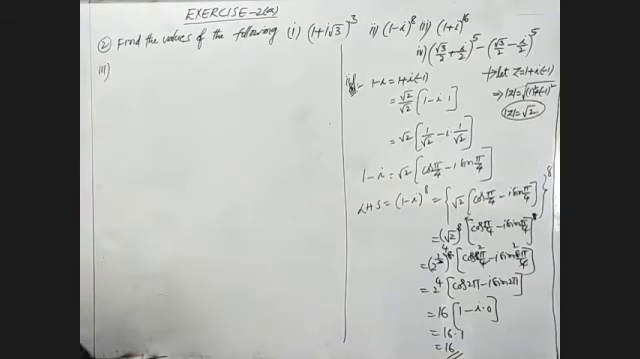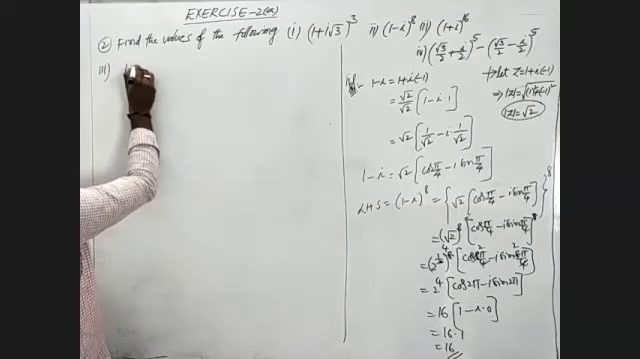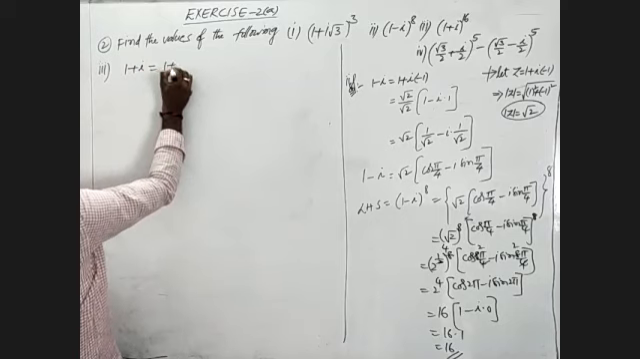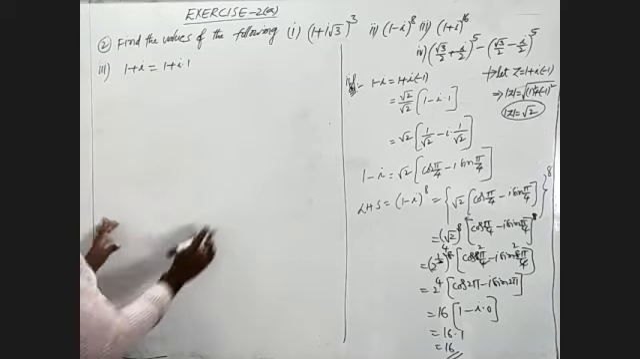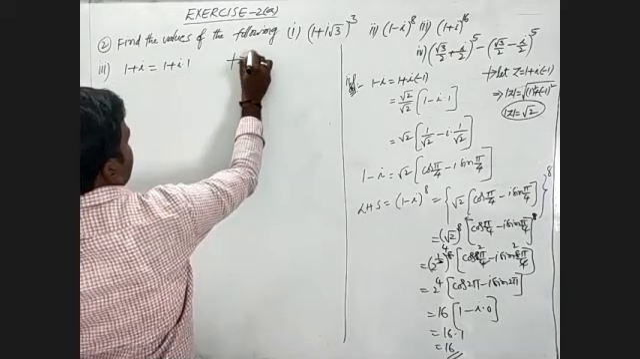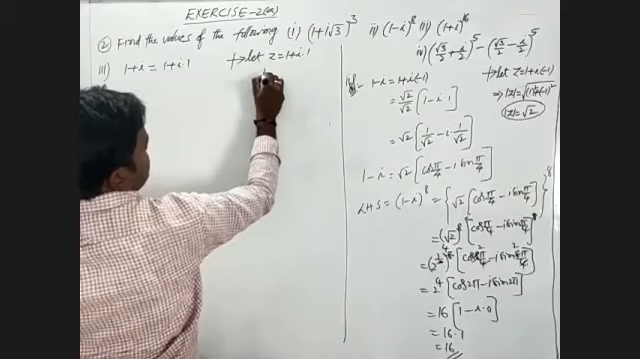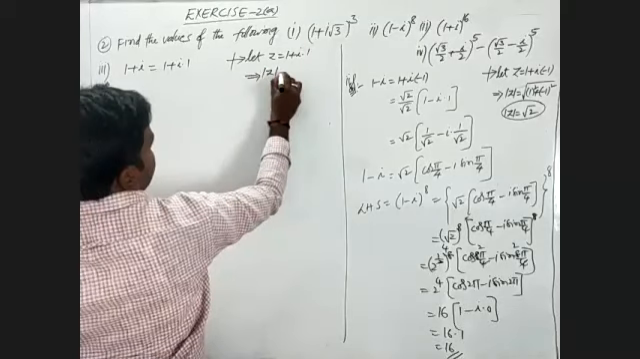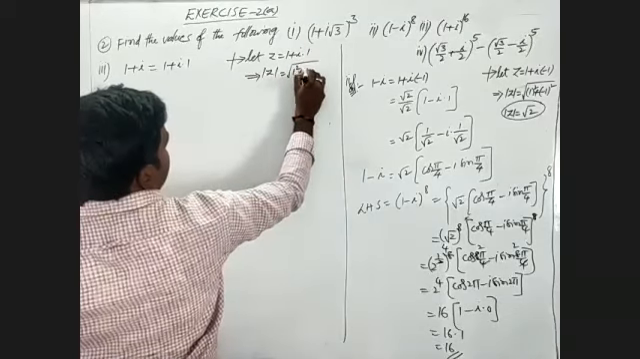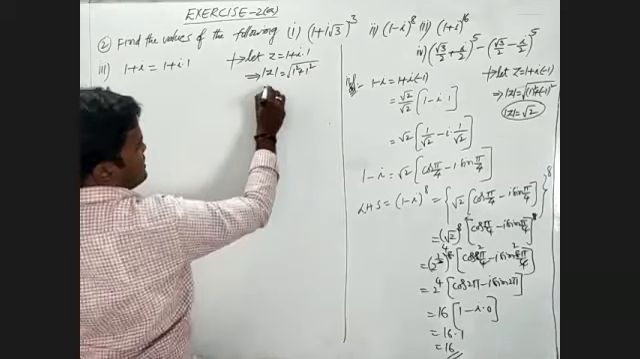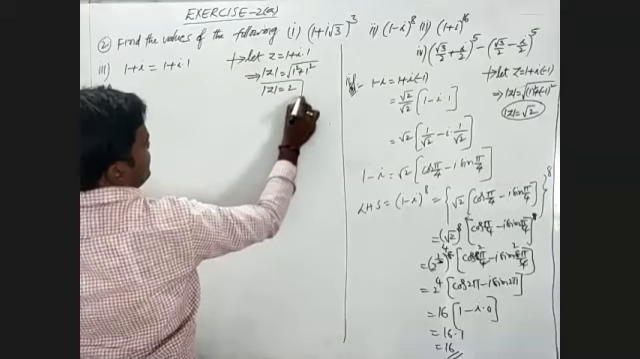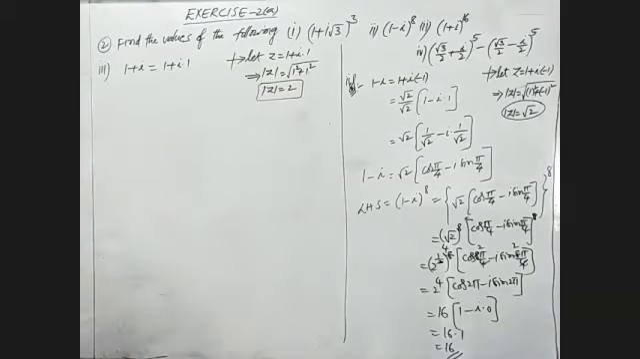What is it asking? 1 plus i is given. Here also we will write 1 plus i into 1. Here we will take a complex number z, that is nothing but 1 plus i into 1. Then mod z is nothing but root of 1 square plus 1 square, that means mod z is equal to root 2.